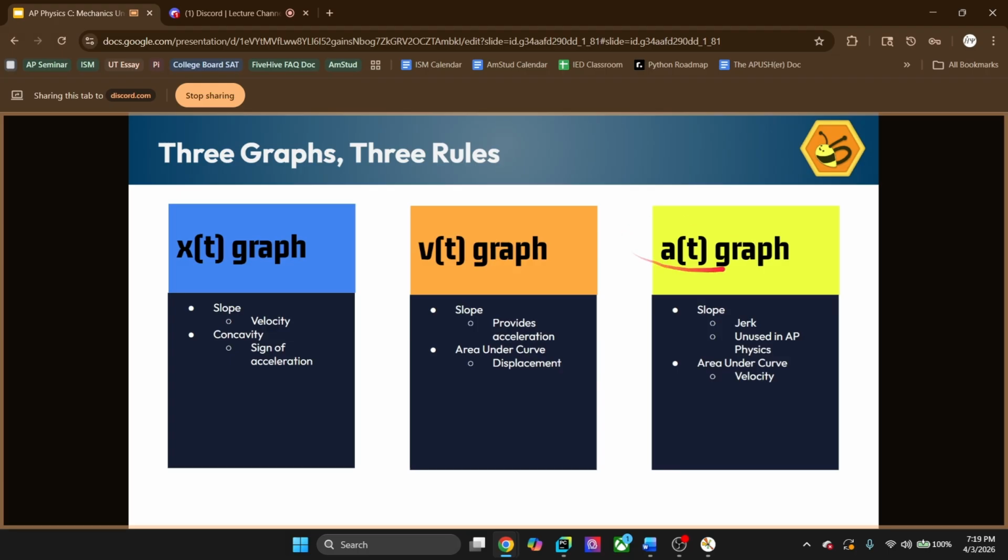The a of t graph, the slope, I know someone asked about this earlier, right? I saw that question come in, so I put that in there. The slope of the acceleration graph is jerk, and this is unused in the scope of AP Physics, any AP Physics class. And the area under the acceleration curve is velocity.